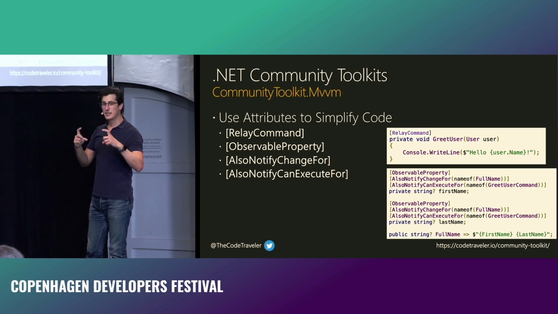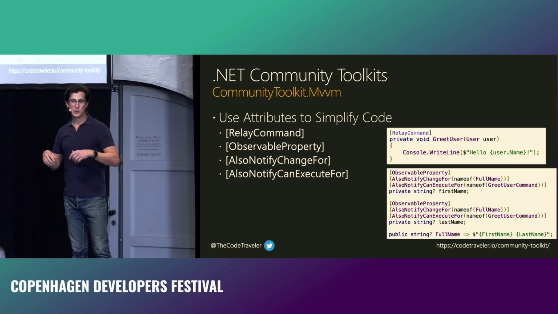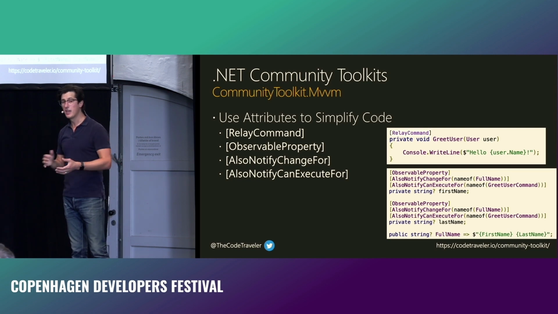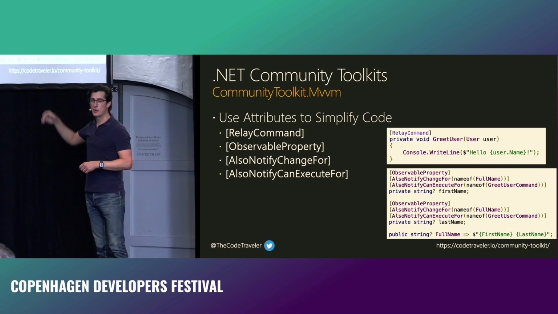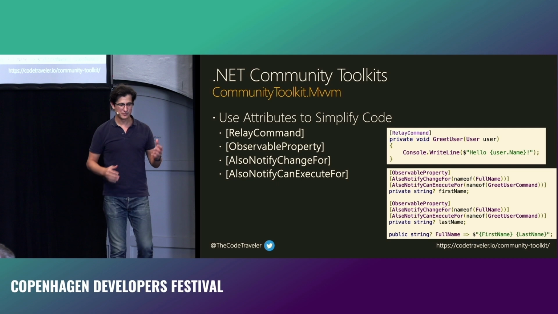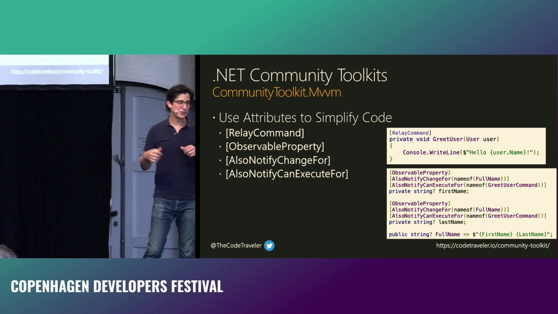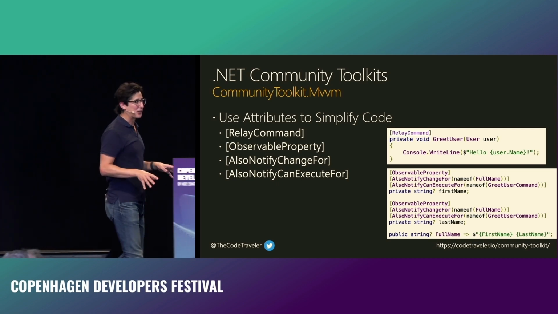By adding that RelayCommand attribute, the MVVM Community Toolkit's source generators automatically create a command, an ICommand, for me. And it's smart enough, it knows that I need to pass in a user as a parameter, so it'll require that. And if you need to do things like CanExecute, you can do that as well. Really, really cool stuff, really, really powerful stuff.